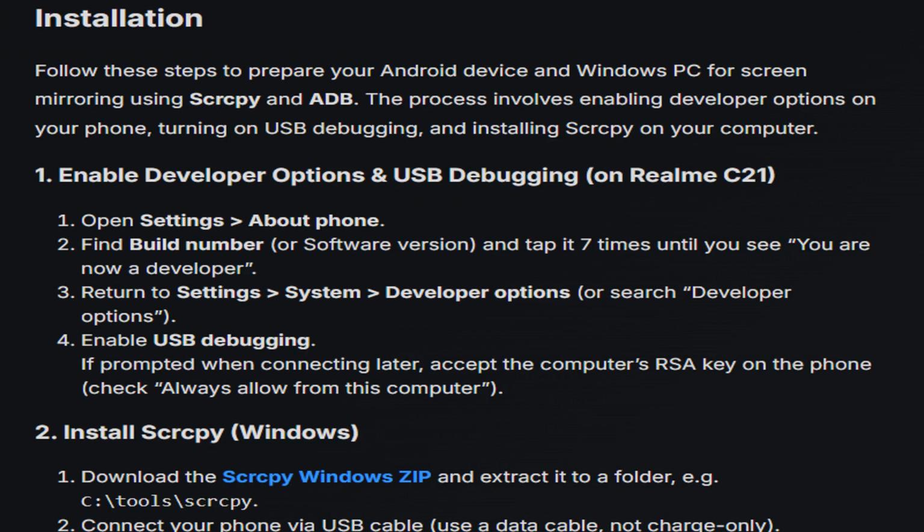In this section, steps are provided for installing Scrcpy and setting up ADB on the Windows PC, including enabling developer options on the phone, which is crucial for successful mirroring.